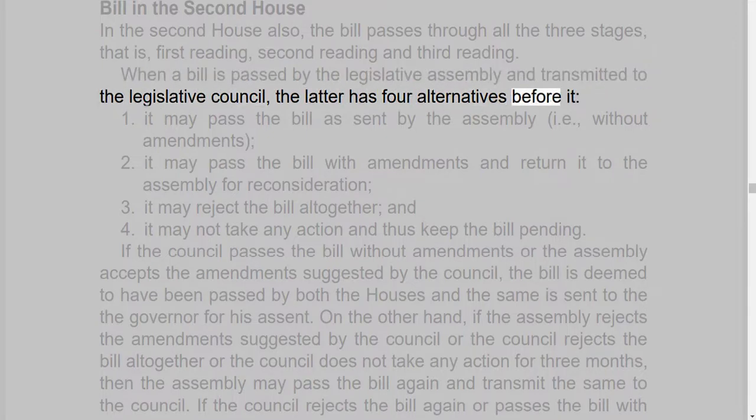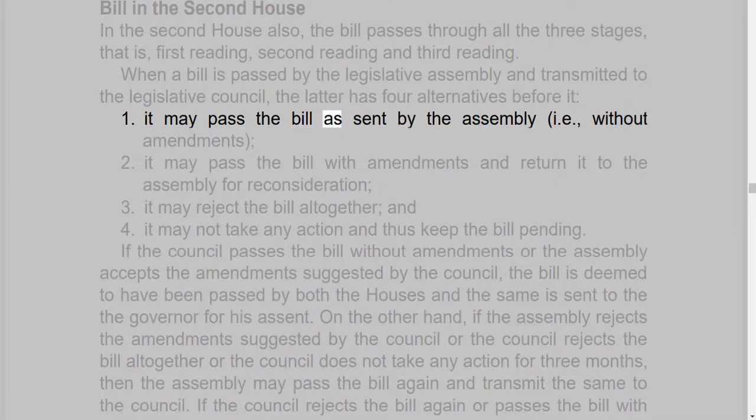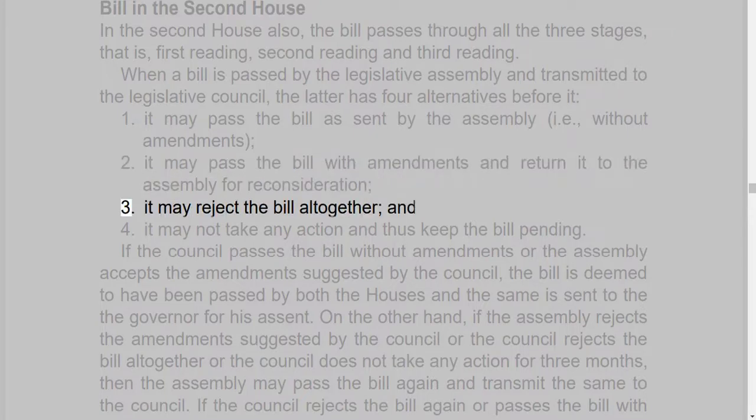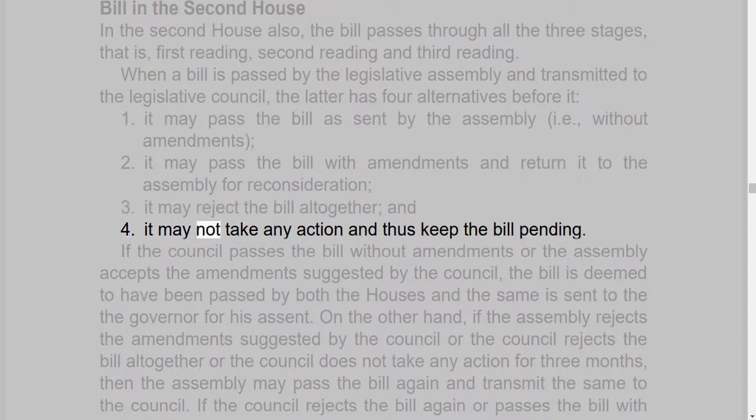When a bill is passed by the Legislative Assembly and transmitted to the Legislative Council, the latter has 4 alternatives before it. 1. It may pass the bill as sent by the Assembly, i.e., without amendments. 2. It may pass the bill with amendments and return it to the Assembly for reconsideration. 3. It may reject the bill altogether. And 4. It may not take any action and thus keep the bill pending.